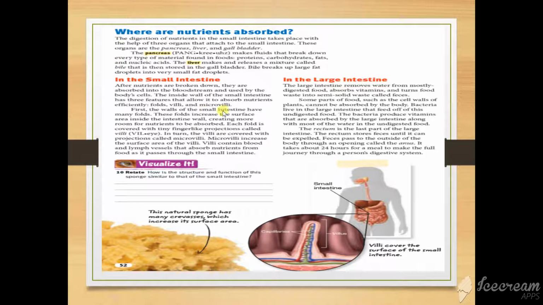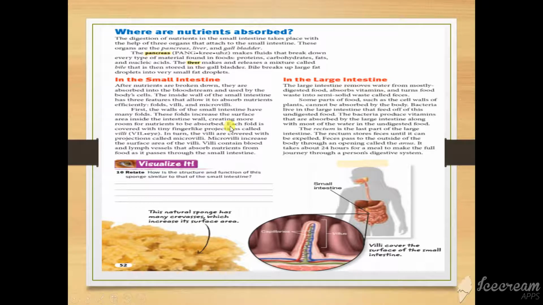Now, the inside wall, this is very important. Focus to answer your online questions. The inside wall of the small intestine has three features: folds, villi, and microvilli. First, the wall of the small intestine has many folds. These folds increase the surface area inside the intestine wall. As I told you before, it is 6 meters long, creating more room for nutrients to be absorbed. Each fold is covered with tiny finger-like projections.